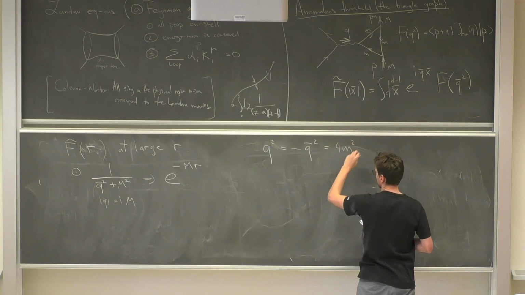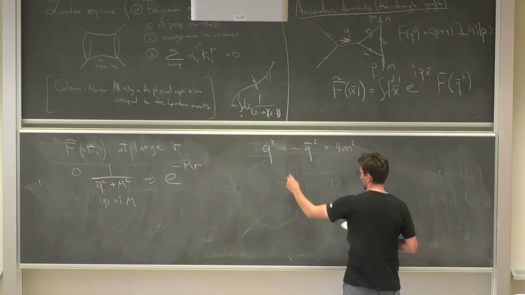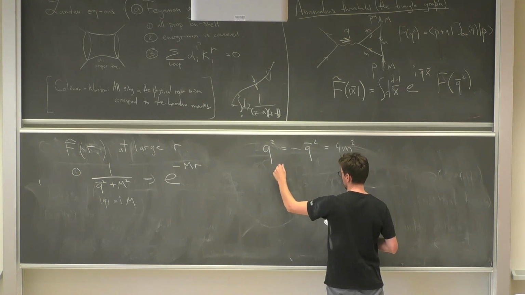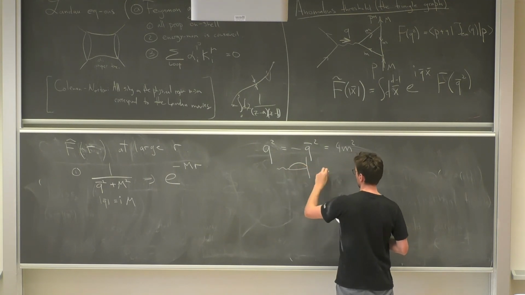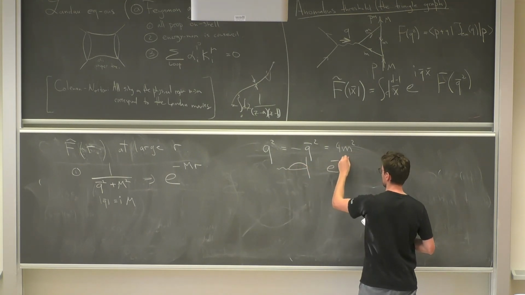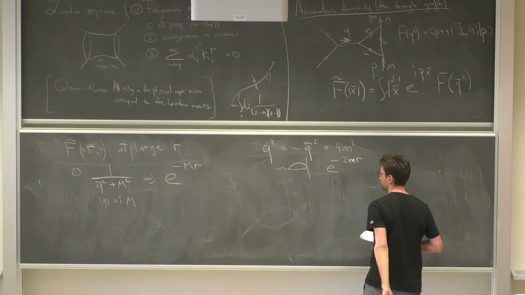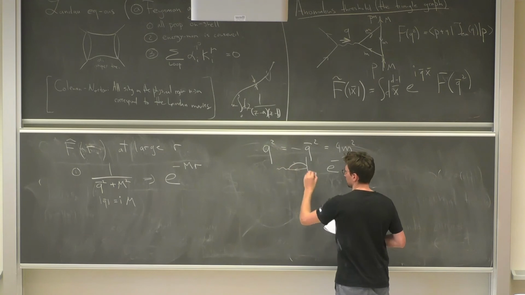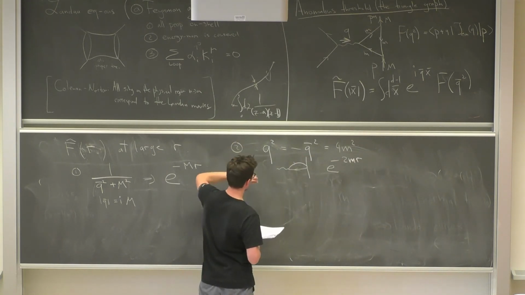If this is the diagram, for example, this would be the situation for the bubble. If the diagram is like this, then we will have a Yukawa potential of this type. This is a second, little bit more complicated example.